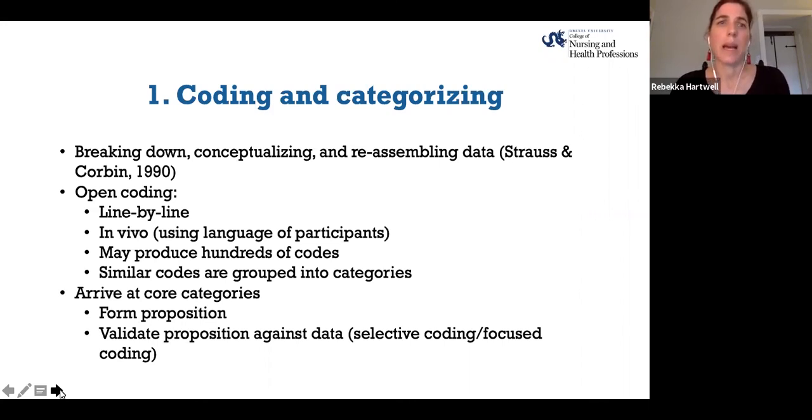So in essence, coding is breaking down data, conceptualizing it, and then reassembling it. All of the models that I showed had at least two different parts to it. The first is the open coding, and that's literally just going through everything that you have, line by line. And maybe different from a thematic analysis or content analysis, the language of the participants is really used to describe what's going on.